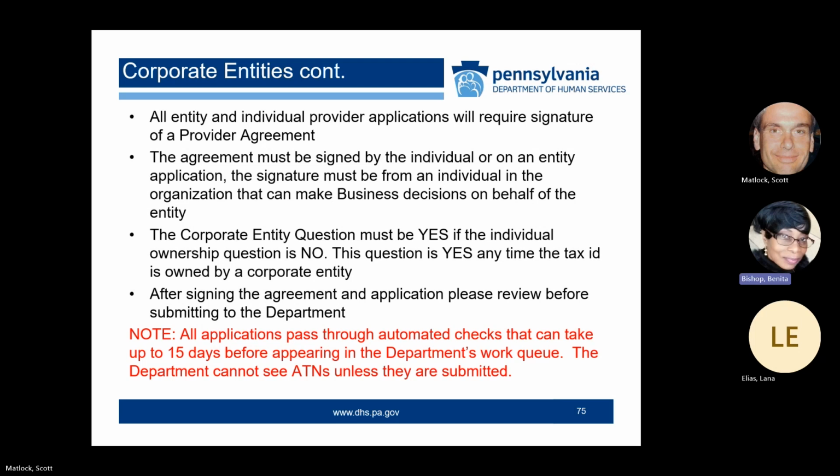After signing the agreement and the application, please review before submitting to the department. And note, all applications pass through automated checks that can take up to 15 days before appearing in the department's work queue. The department cannot see ATNs, the application tracking number, unless they are submitted.